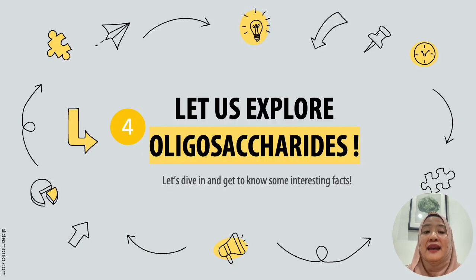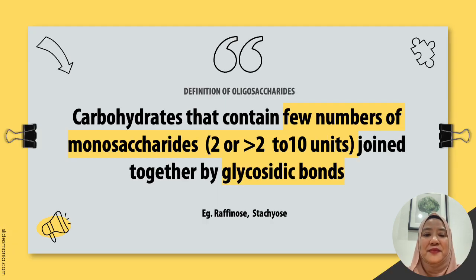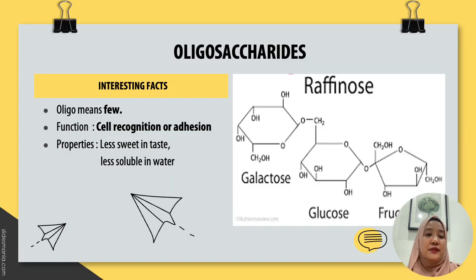Okay, let us explore oligosaccharides. Oligosaccharides are carbohydrates or sugars that contain a small number of monosaccharides. For disaccharide it was two just now. This could be two or greater than two, up to 10 units of sugars combined together and joined by glycosidic bonds. An example is raffinose or stachyose. This is the structure of raffinose, which consists of glucose, fructose, and galactose. So it's more than two. It's bigger than a disaccharide, but obviously much smaller than a polysaccharide. It has three sugars combined together because oligo means few. The function of this particular carbohydrate is for cell recognition purposes and adhesion functions as well.